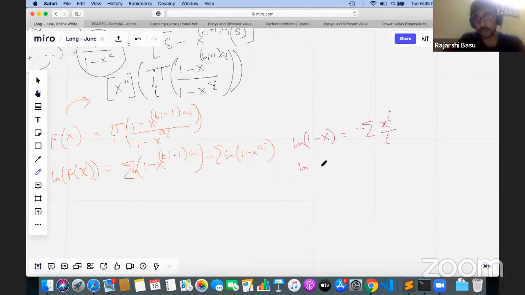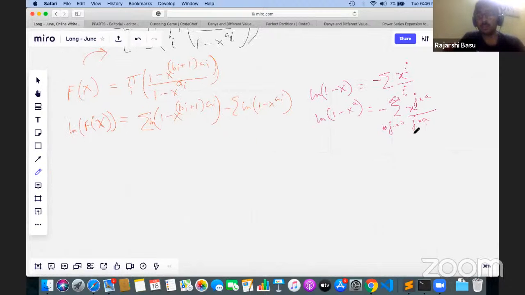Then if you substitute 1 minus x to the power a, what will it become? Minus summation x to the power j times a by j times a, where j can vary from 1 to infinity, right? Now here's what we need to notice. Firstly, these two are of the same form, right? Both of them correspond to this form.